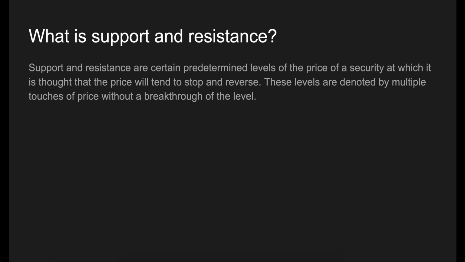So, let's start off. What is support and resistance? Support and resistance are certain predetermined levels of the price of a security at which it is thought that the price will tend to stop and reverse. These levels are denoted by multiple touches of price without a breakthrough of the level.